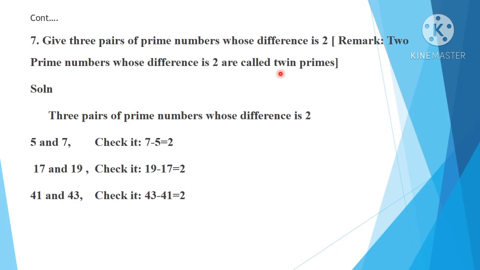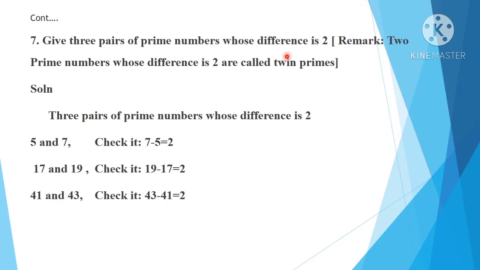So now come to the point. Give three pairs of prime numbers whose difference is 2. So we want to find three pairs of prime numbers, and when you subtract the two prime numbers, the answer should be 2. Now let's see the solution. Here first we'll start. 2 and 3 are the beginning of prime numbers, right? Next you will get 5 and 7. So 3 minus 2, are you getting the answer 2? No, you are getting the answer 1. So we cannot write that pair.